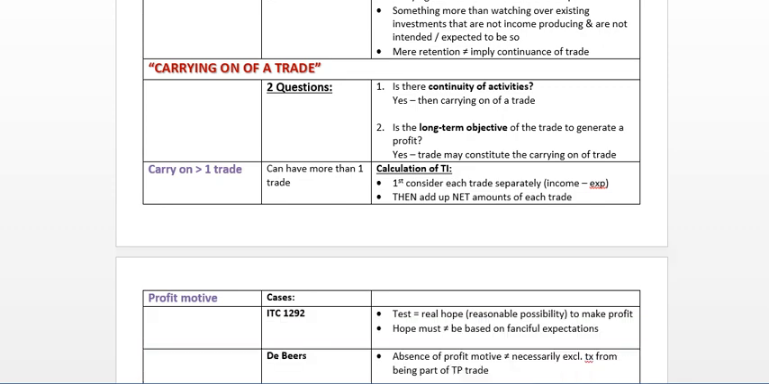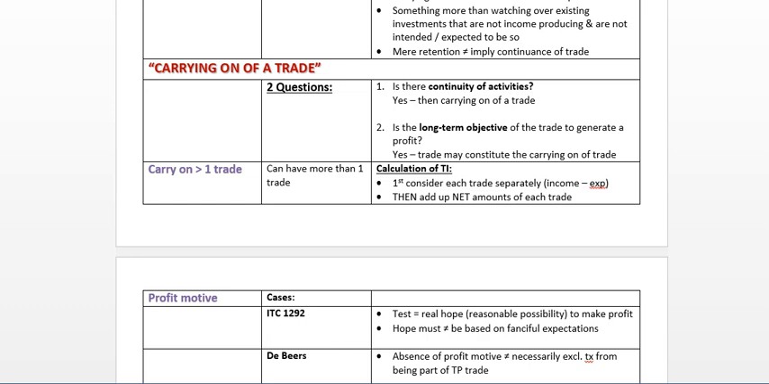So important questions to ask yourself is, firstly, is there a continuity of activities? If yes, then it's carrying on a trade. So in other words, what you do this year is the same next year, is the same the year after. If yes, then it is carrying on a trade. And the second question you need to ask yourself is, is there a long-term objective of this trade to generate a profit? If yes, then it may constitute the carrying on of a trade.